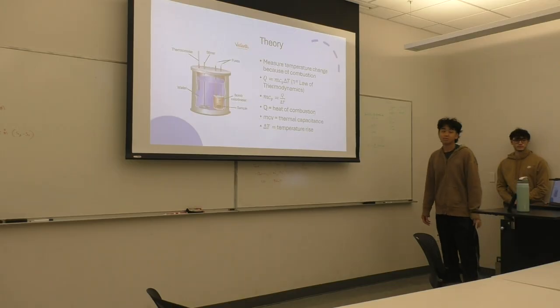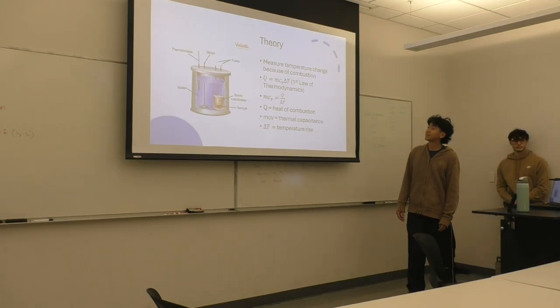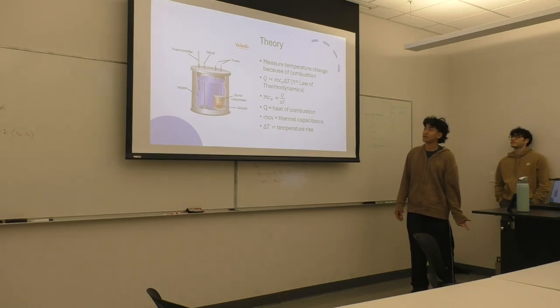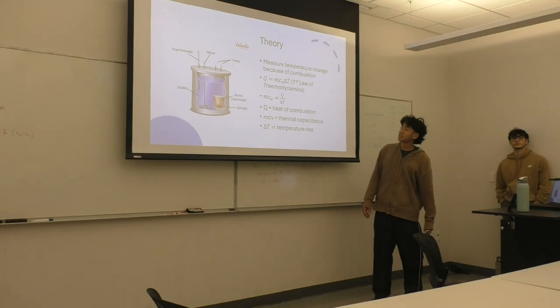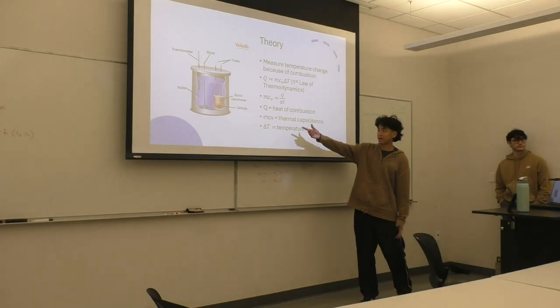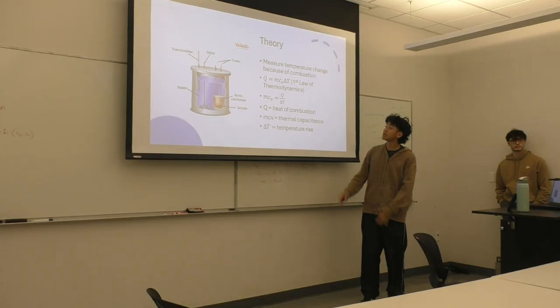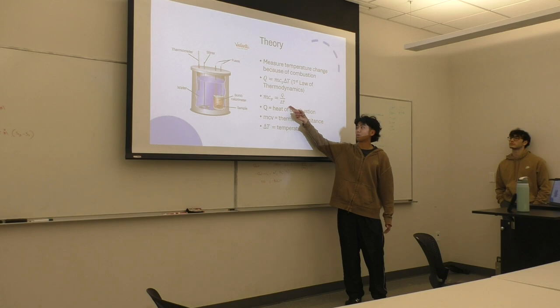So the theory behind the bomb calorimeter: it measures temperature change because of the combustion. We can use the first law of thermodynamics to derive this equation: Q equals M times CV times delta T. Basically, energy in, energy out. The energy released by the fuel combusting is going to be released into the water, into that controlled volume. And we can change this equation to make it fit better for what we're going to calculate later.